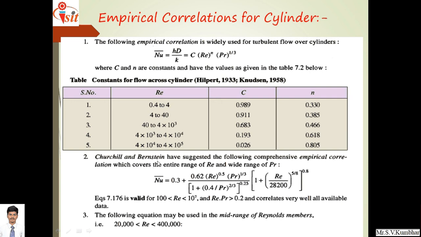But Churchill and Bernstein have suggested the following relation: Nusselt number is equal to 0.3 plus 0.62 Reynolds number raised to 0.5 Prandtl number raised to 1 by 3 divided by [1 plus (0.4 divided by Prandtl number) raised to 2 by 3] entire bracket raised to 0.25, into [1 plus (Reynolds number divided by 28,200) raised to 5 by 8] raised to 0.8. So, this equation is valid when the Reynolds number is greater than 100 and less than 10 raised to 7, and the product of Reynolds number and Prandtl number must be greater than 0.2.